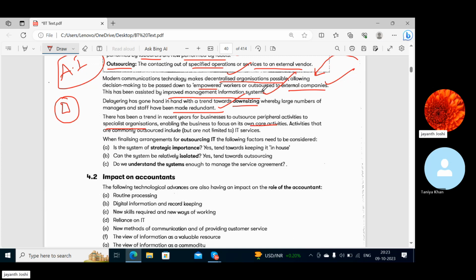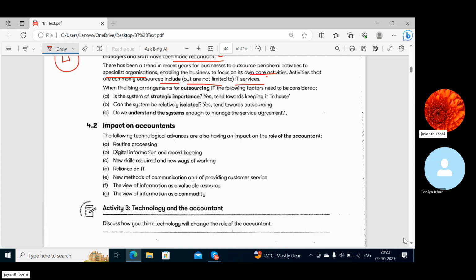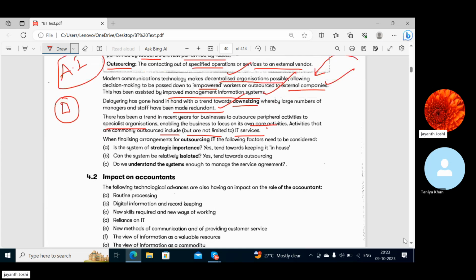That means, yeah, some critical information or core tasks will be performed in the headquarters itself. But certain tasks whereby high skills are not required, routine tasks whereby they can save a lot of cost, they outsource it, right? So activities that are commonly outsourced include, but are not limited to, IT services. See, a lot of work today is outsourced in the field of IT, but other kinds of businesses even are there whereby they also outsource a lot of tasks, right?